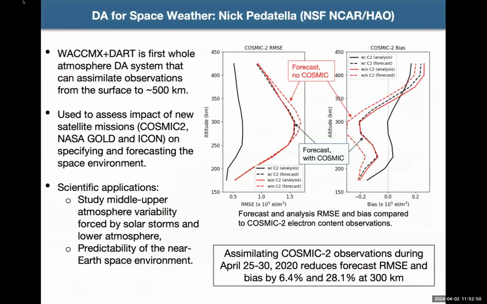Just quickly, I want to shout out an example of the types of things that can be done. A number of you on this call have collaborated with us. Tomoko is definitely here, and I think Nick is here. This is an example of applications done by Nick Pedatella with WACCM-X with Dart, where he's doing cycling DA with basically the whole atmosphere. So he's assimilating weather observations in the troposphere. He's assimilating, not in this particular experiment, but he can assimilate COSMIC electron density, GOLD, ICON winds, and other things. And he's showing the impact of assimilating different observation sets. So this is an example of the types of things you can do in large models.